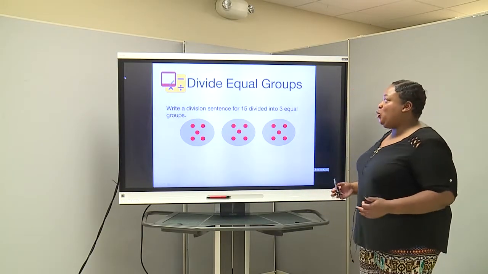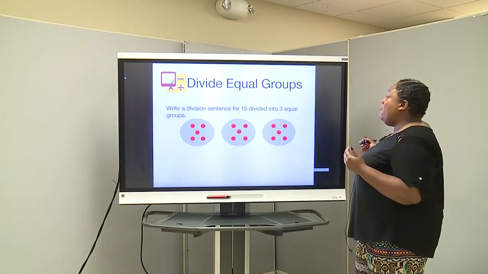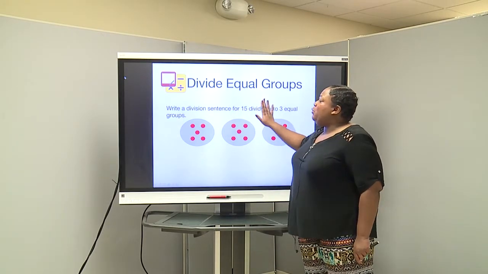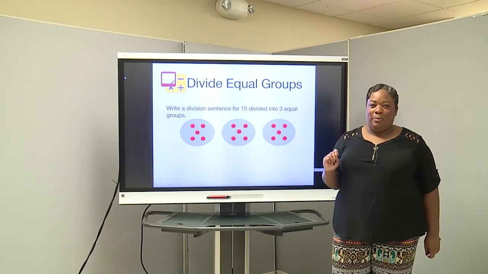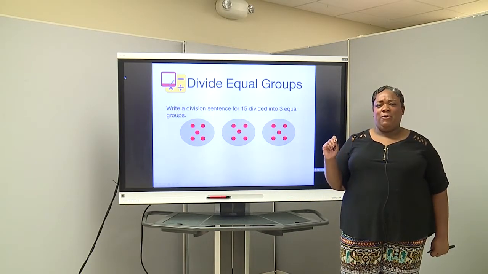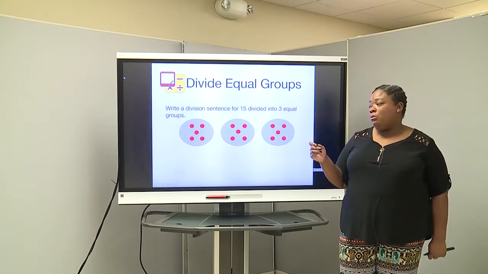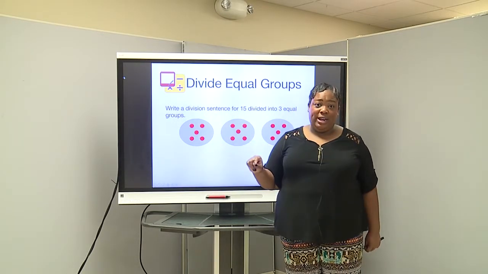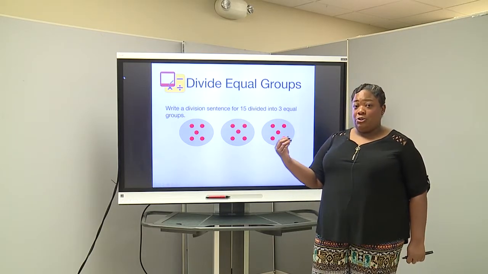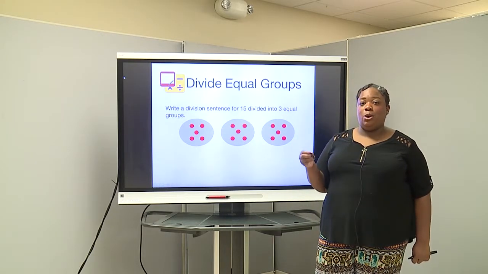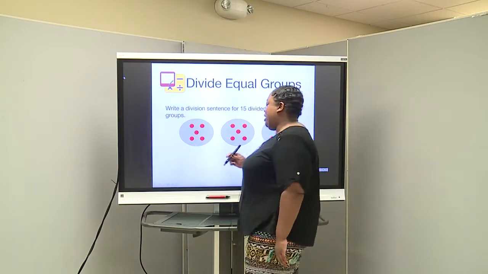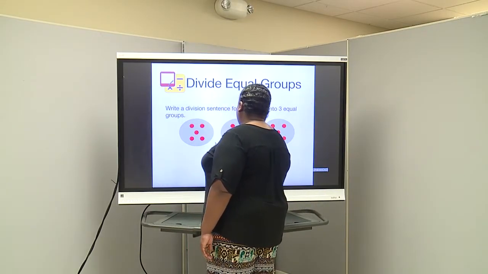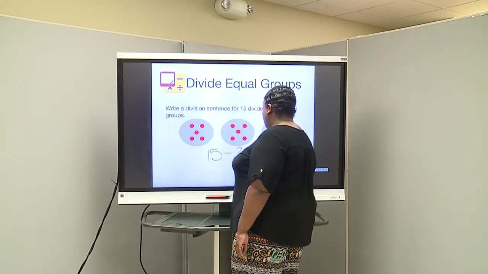Now it's asking me to write a division sentence for 15 divided into 3 equal groups. Boys and girls, what does the number 15 represent? It's very important that we know what these numbers mean. 15 tells us that there are 15 total red circles. And remember when I told you that when we do division, we always start with the total. So what we have is 15 divided by 3 equal groups.